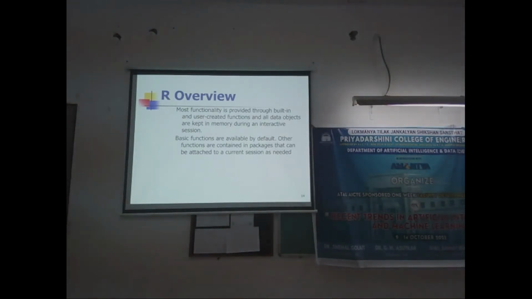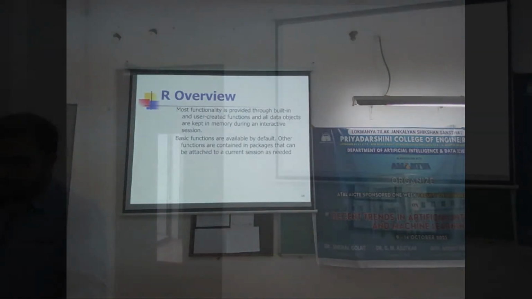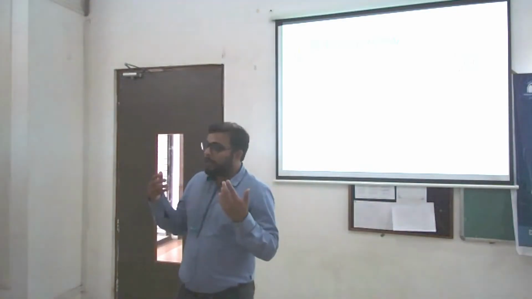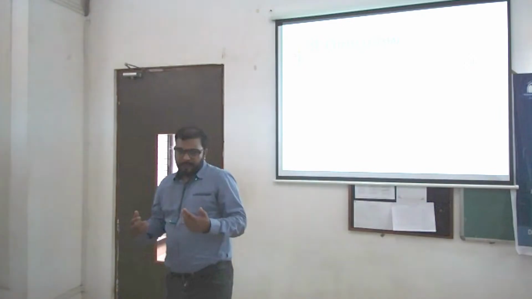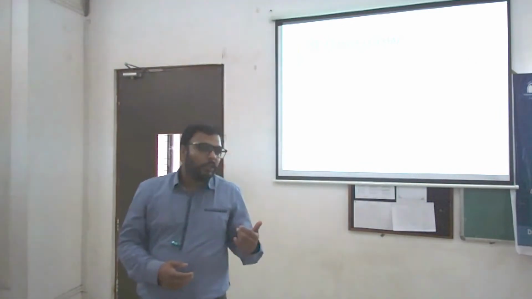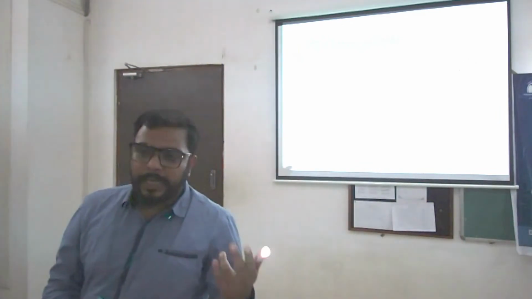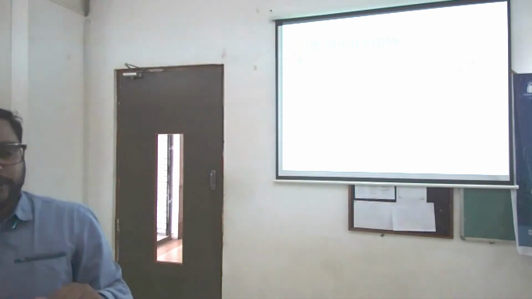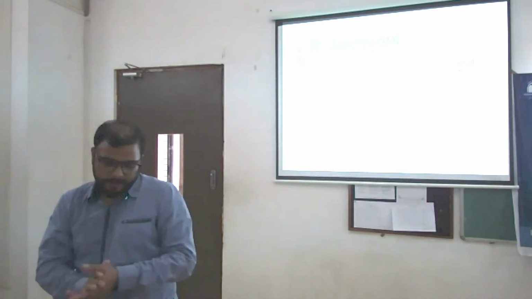There are around 12, 13 basic packages which get pre-installed whenever you install R. But there are certain packages which may not be installed on your system, and which you need to explicitly download and then start using. We are clear on this? Any questions till this point? Perfect. Let's go ahead.